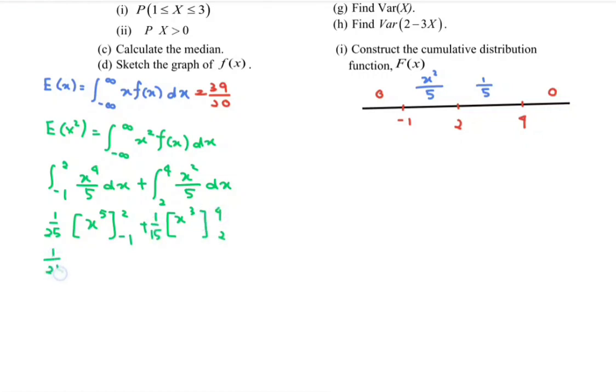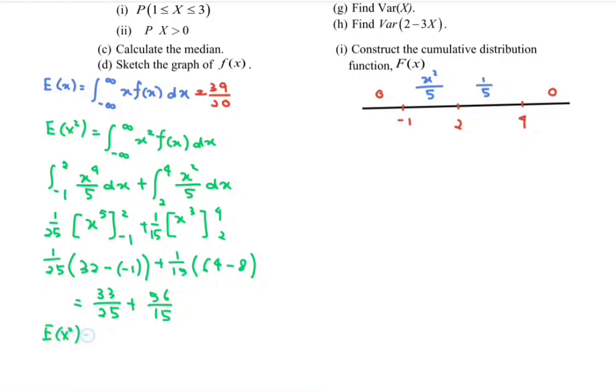1 over 25. If we substitute the situation, then we will have 32 minus 1, plus 1 over 15. If we substitute the 4, then we have 64 minus 8. Then here we will have 33 over 25 plus 56 over 15. If we simplify, then we will have 379 over 75.